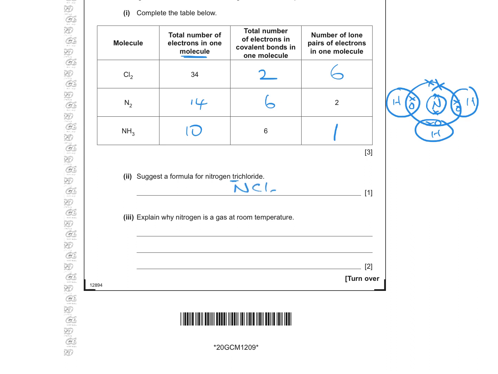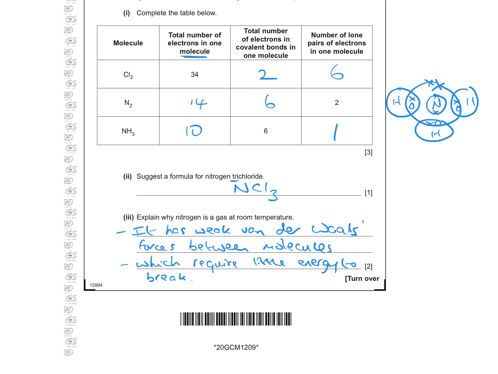Nitrogen trichloride. Why is nitrogen a gas? Now, nitrogen is a simple covalent molecule. And all simple covalent molecules have low melting and boiling points, and the reason is the same. It does not matter if it's nitrogen, oxygen, carbon dioxide, ammonia, etc. You give the same answer, which is there are weak van der Waals forces between molecules which require little energy to break.